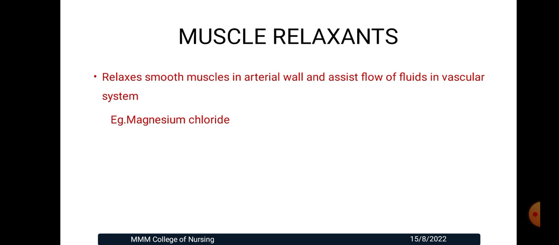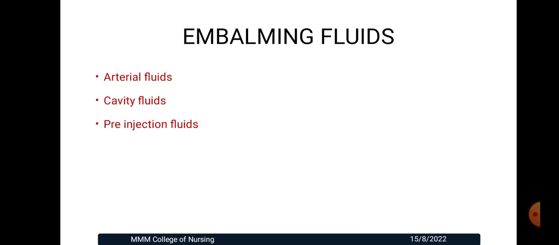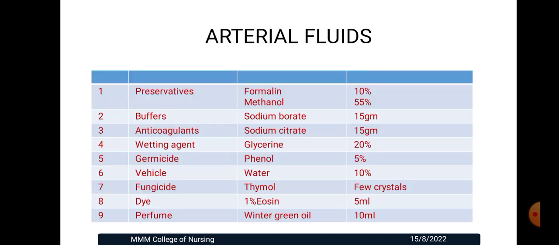Coming to the muscle relaxants, they relax smooth muscles in the arterial wall and assist flow of fluid in the vascular system. Example, magnesium chloride. Coming to disinfection, a disinfection agent is used to eliminate infection by destroying the microbial agents but not the bacterial spores. Sterilization is effective and decontaminates completely. Embalming fluids: arterial fluids, cavity fluids, pre-injection fluids.